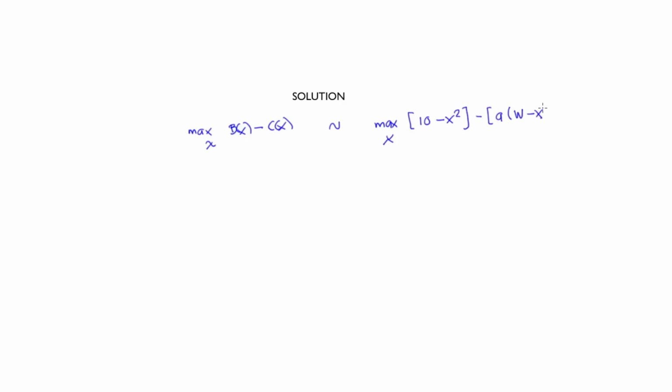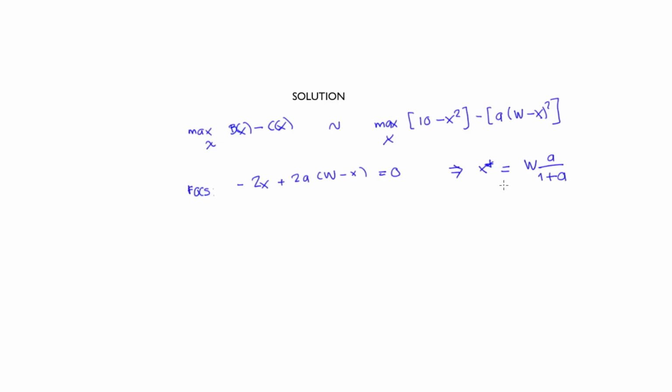W minus X squared. Now, to solve the problem, as we have seen, we need to take first the first order conditions, which in this case are given by just taking the derivative: minus 2x plus 2a(w minus x) equals 0. Now, if you do a little bit of algebra on your own and solve for this, this implies that x star should be equal to w a divided by 1 plus a.